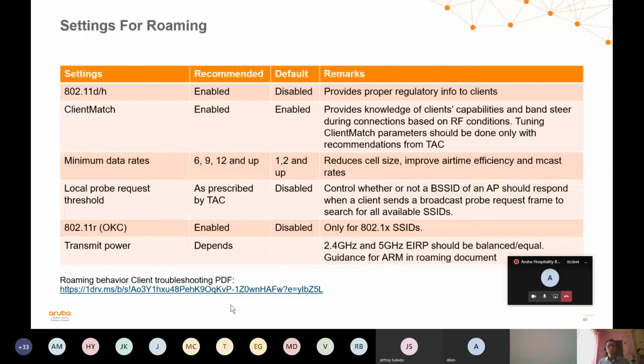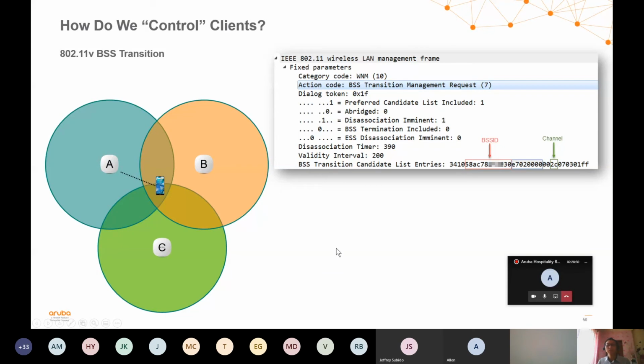Okay, but over here, I'll just explain to you some of the mechanisms that are used to control clients. In this case, I have 3 APs and a client is connected to A. What can happen is that A could send out a beacon management frame that tells the client there is this 11V field in there that says, what is the transition candidate list? What are the list of APs that are nearby you, the client? And provide the BSS ID, which is the MAC address, and the channel info.